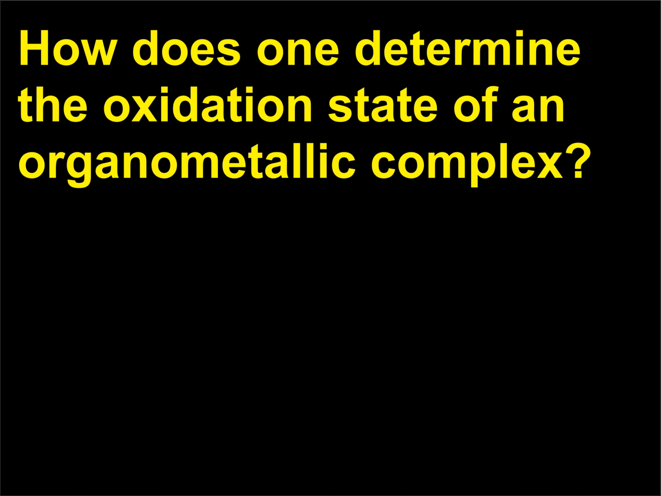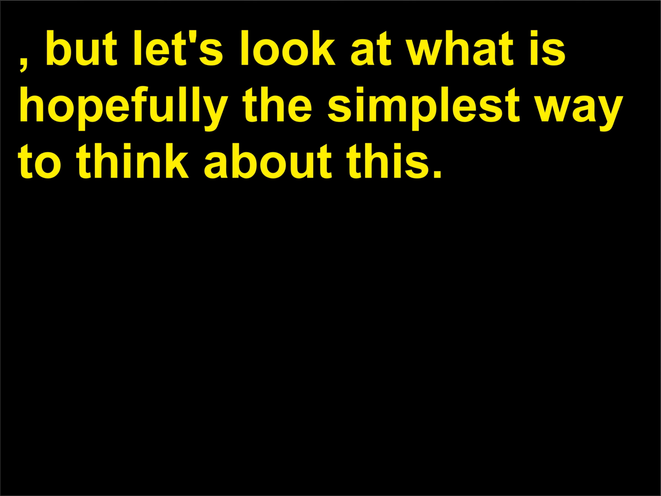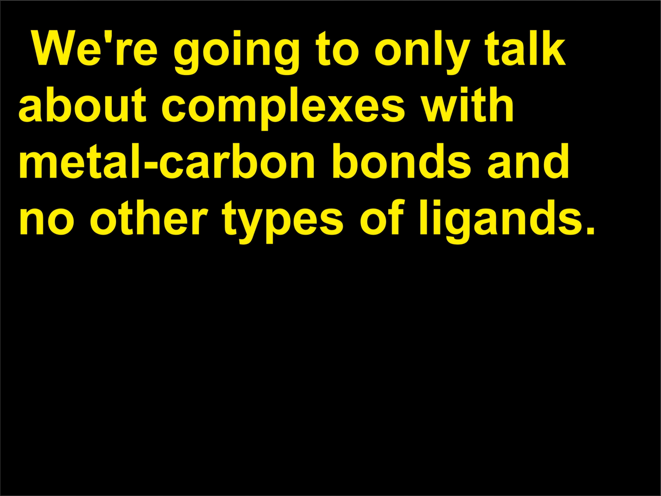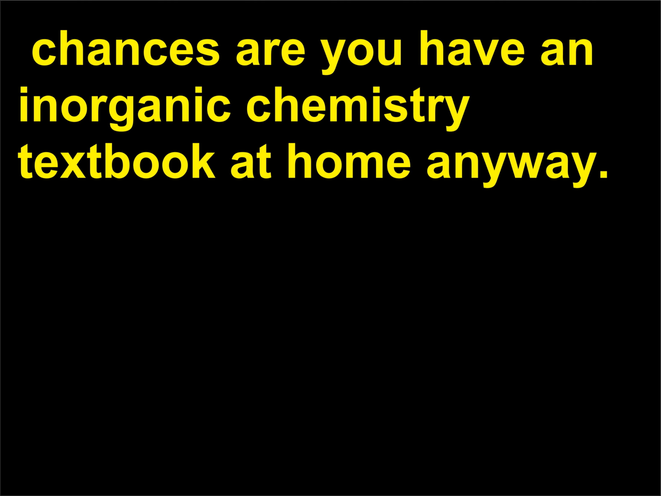How does one determine the oxidation state of an organometallic complex? There are a few ways to approach this problem, and, of course, every chemist thinks the way they use is the most correct. But let's look at what is hopefully the simplest way to think about this. We're going to only talk about complexes with metal carbon bonds and no other types of ligands. If you're curious enough to want to know how nitroxide binds a transition metal, chances are you have an inorganic chemistry textbook at home anyway.